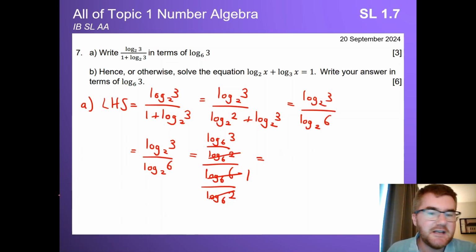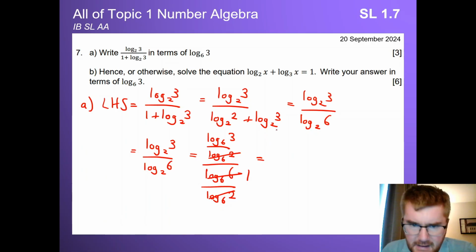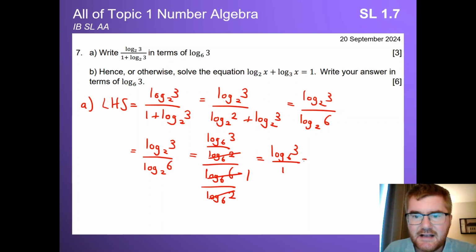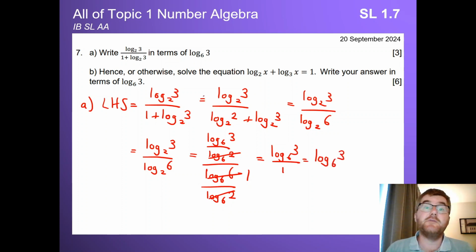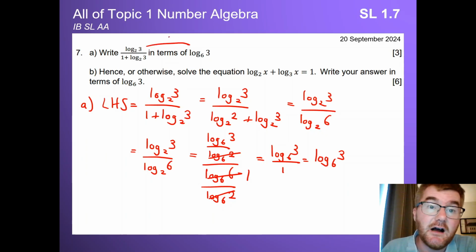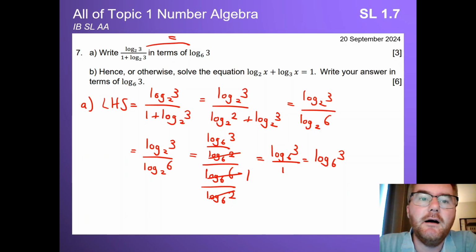That's another notation A level for log base 10. Then we just get log 3 base 6 over 1, and that's just equal to log 3 base 6. So actually these two expressions here are equal to each other. That's going to be very helpful for us in part B.